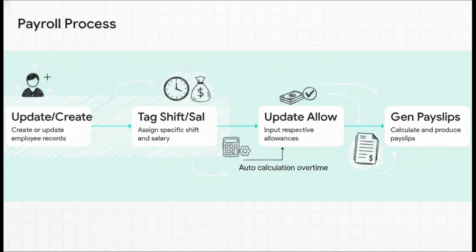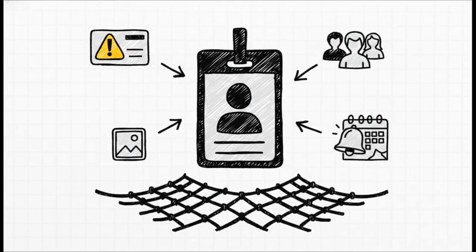Here is the basic logical payroll processing flow. It starts simply by creating or updating an employee record. Then you tag them to a specific shift and salary. And actually, this step is incredibly powerful because the system handles the auto-calculation of overtime using your defined shift blocks and multipliers. It's a huge time saver. After that, you update any specific allowances and finally, generate the payslips. It's just a clean, linear pathway that naturally guides you from start to finish without getting lost.